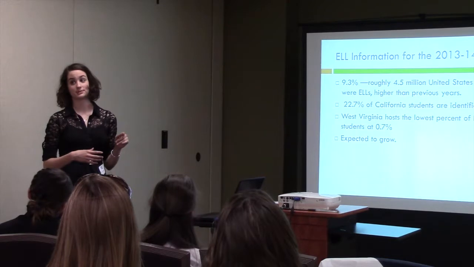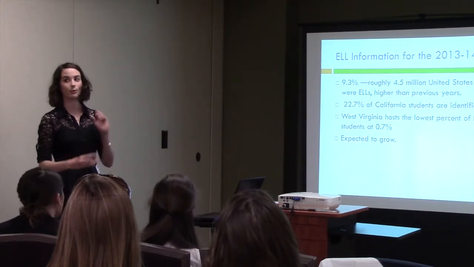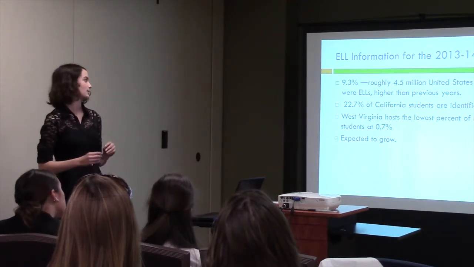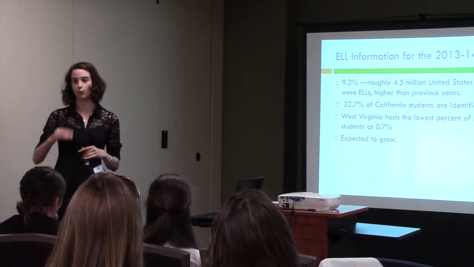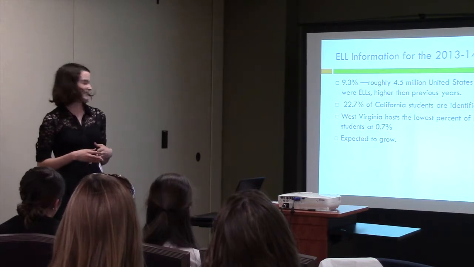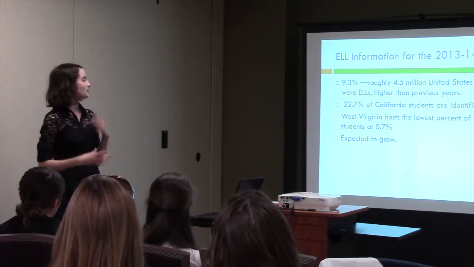22.7% of Californian students are ELLs, which is a very fascinating rate, almost a quarter of those students. So this is an important topic. West Virginia has the lowest percentage at 0.7%, so there's like 1.5 students there or something like that, approximately. And of course it's expected to grow.